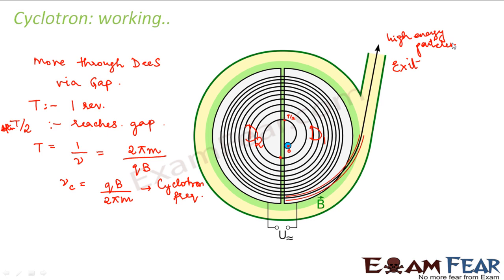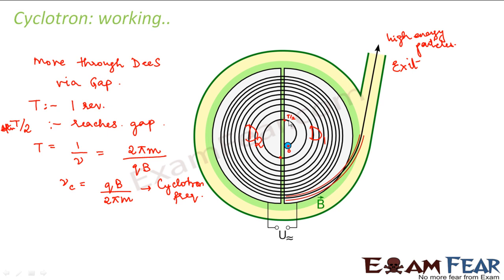It is nothing, just two metallic discs which are in the shape of D. Some alternating voltage is applied across these two Ds. Inside the Ds you have magnetic field, in between the Ds you have electric field. Some positively charged particles are generated at the center. These charged particles move in a circular path inside the D due to the magnetic field present inside D.